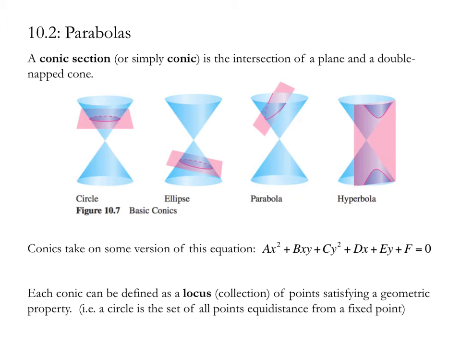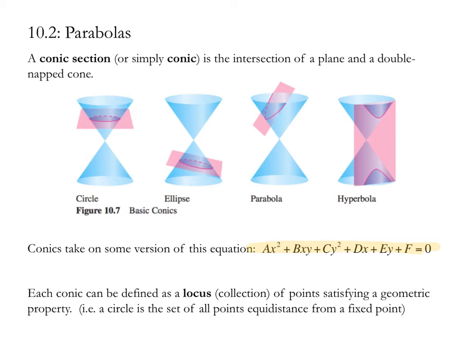We've talked about circles before, and they're going to come up again. We'll talk about ellipse, parabola, and hyperbola. All conic sections will take on some form of this equation down here, and each conic section can be defined as a locus, or collection of points, satisfying a geometric property, i.e. a circle is a set of all points equidistant from a fixed point. So you're going to see that in their definitions.